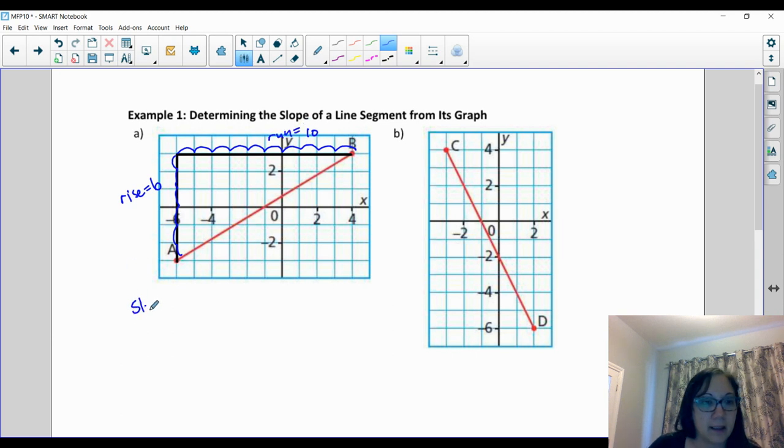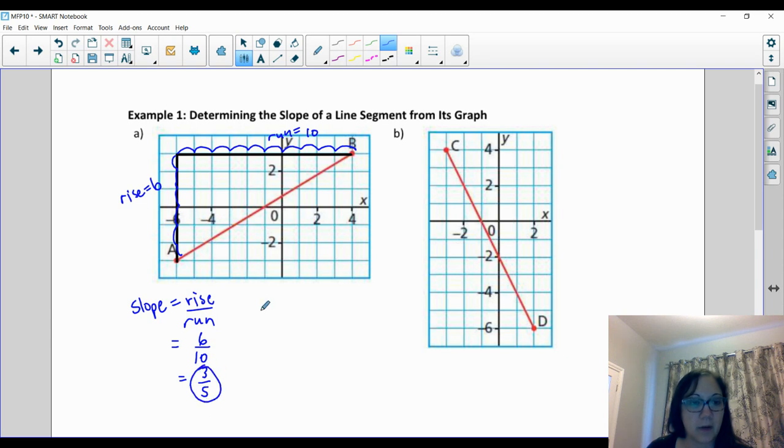So I'm going to go ahead and calculate my slope. So I know that my slope is rise over run. And the rise was 6 and the run was 10. And I'm always going to reduce my answers when possible. So the slope of that line we would say is 3/5. That also means that every time I go up 3, I'm going over 5. And so there's another point. Up 3, over 5.